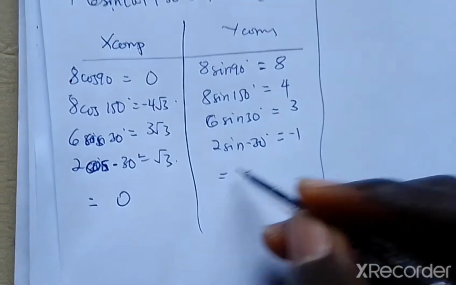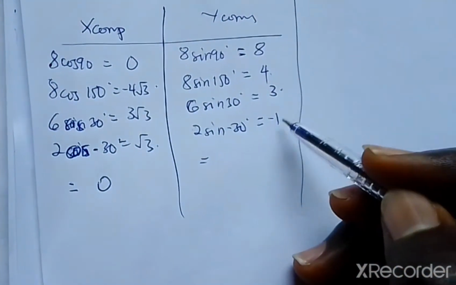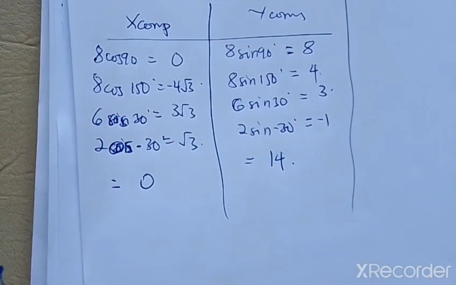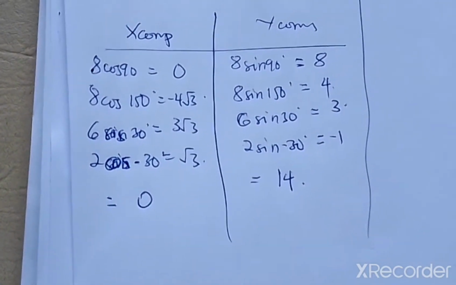Then here we have 8 plus 4, 12. 12 plus 3, that will give us 15. Minus 4, that will give us 14. So from here we have seen that our x and y components are 0 and 14 respectively.